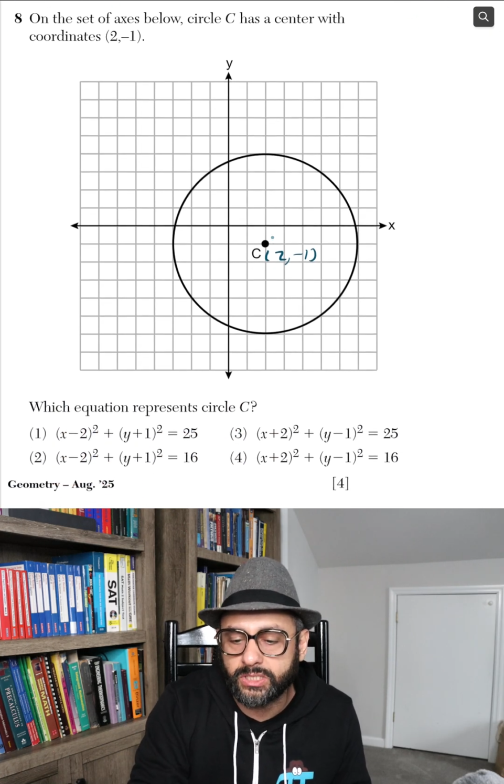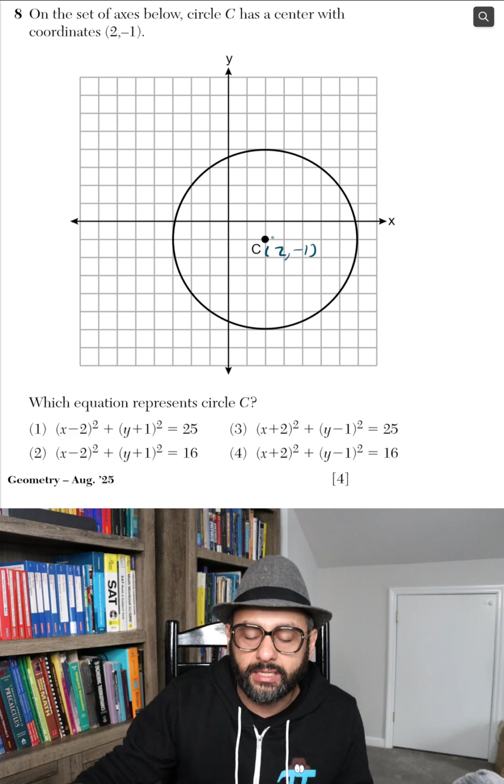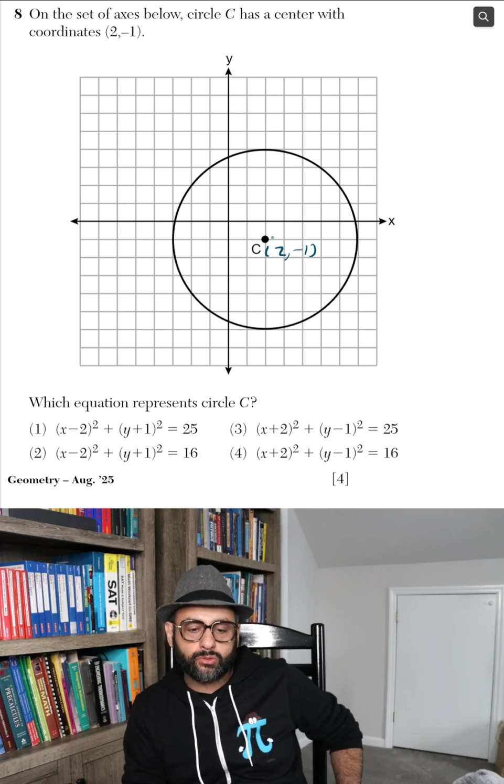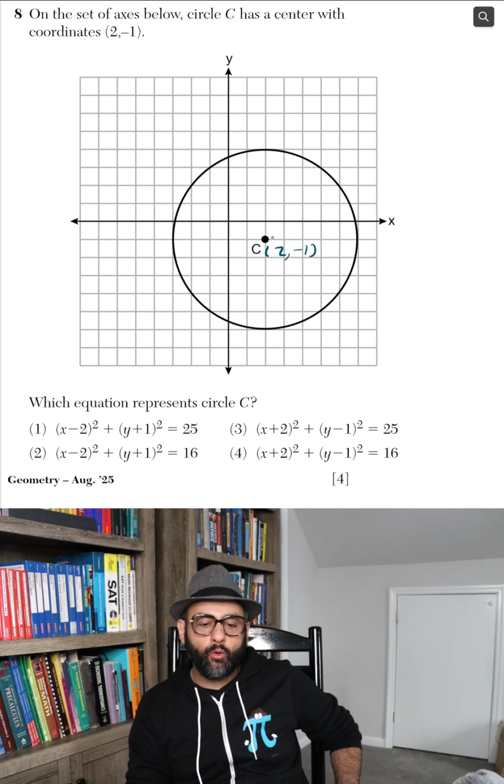Then, which equation represents circle C? Is it x minus 2 squared plus y plus 1 squared equals 25? Or x minus 2 squared plus y plus 1 squared equals 16? Or x plus 2 squared plus y minus 1 squared equals 25? Or x plus 2 squared plus y minus 1 squared equals 16?